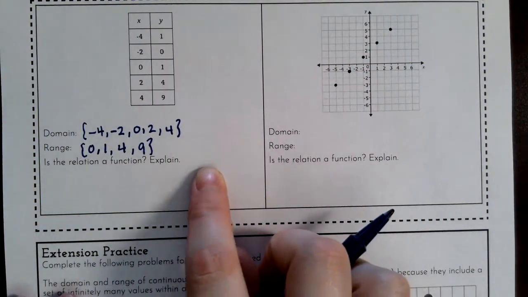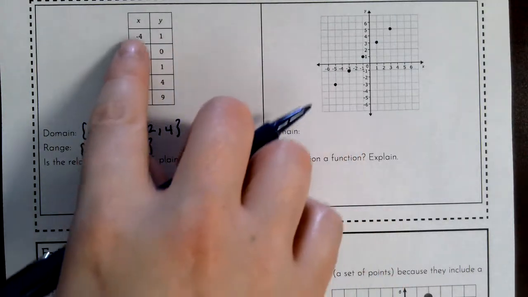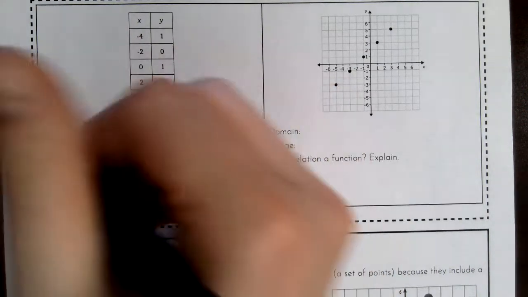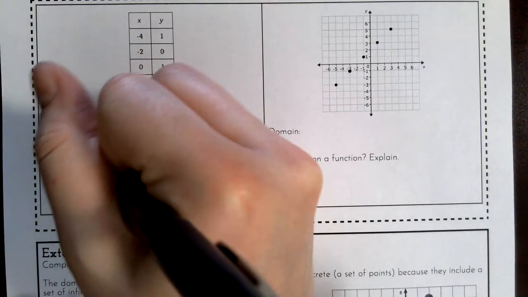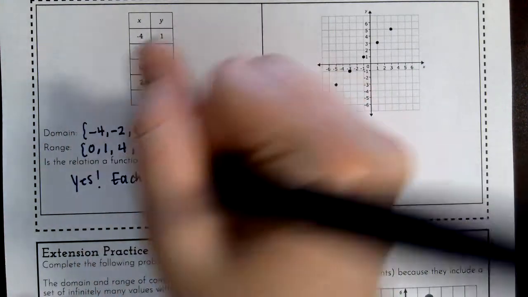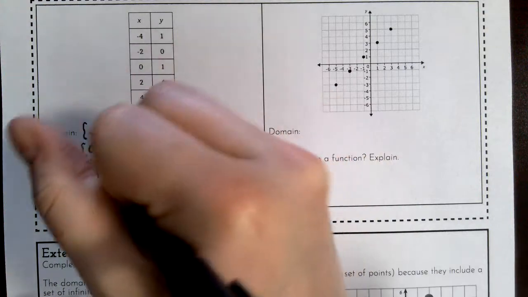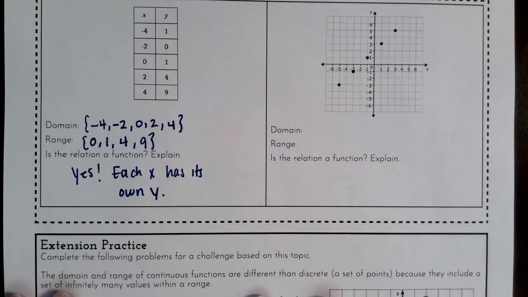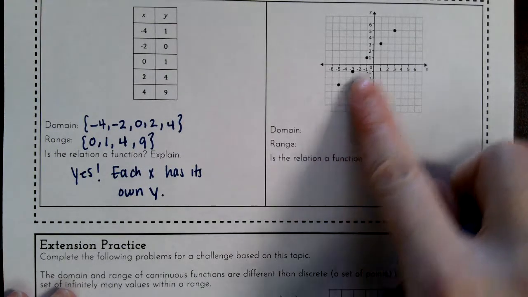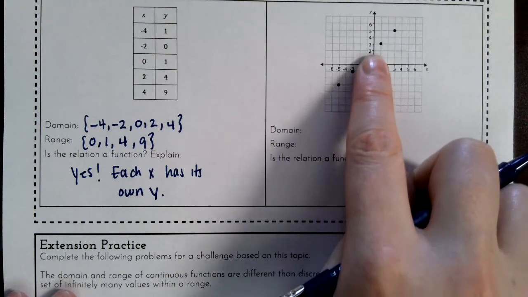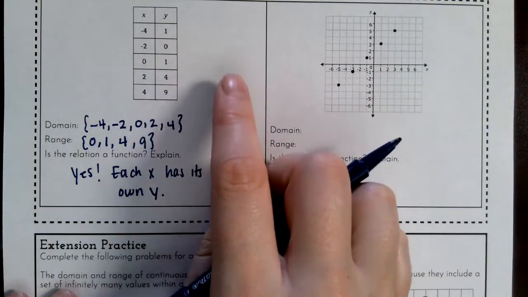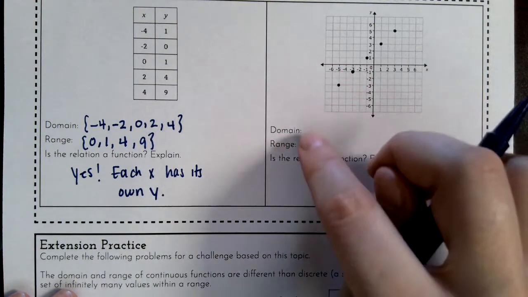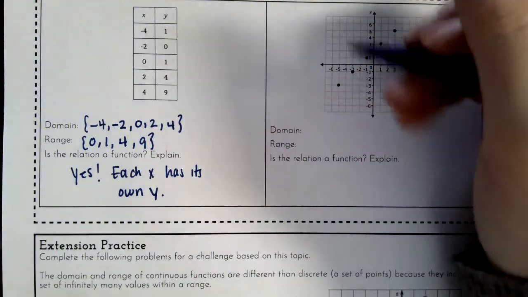If it's a function, we're looking for one person to have two birthdays, and that can only happen in a table if there's more than one row with the same X. Since none of our X's repeat, it is a function, and you can say each X has its own Y, or every person has their own birthday. And last one, for domain and range, you can write down the coordinate points for each of these and then do it the same way that we did with a list of points. Or you can read the domain and the range left to right and then bottom to top, and you'll have them in order. So this is what I mean.